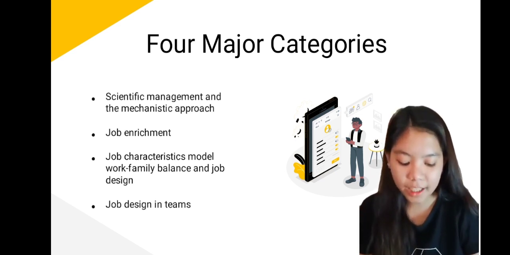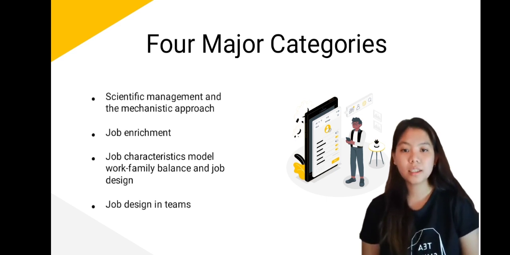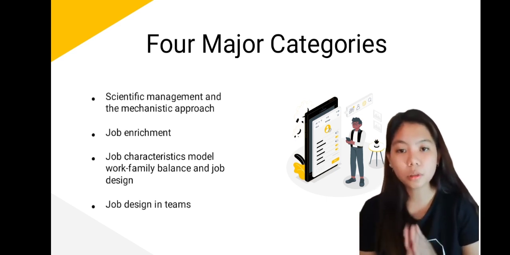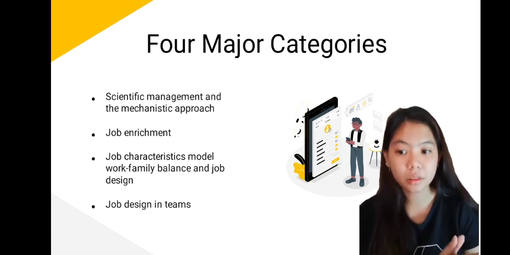Last is job design in teams. It is common in organizations. It consists of 2 or more employees working together to solve a certain problem.